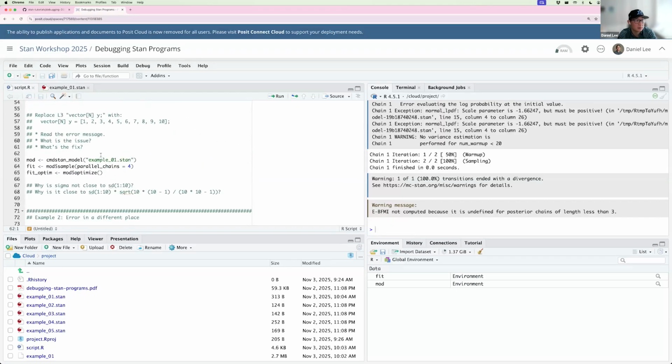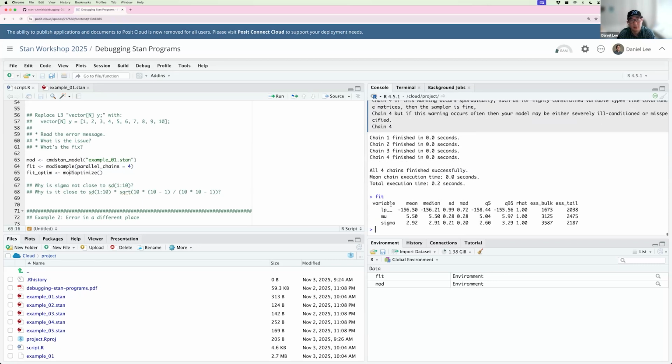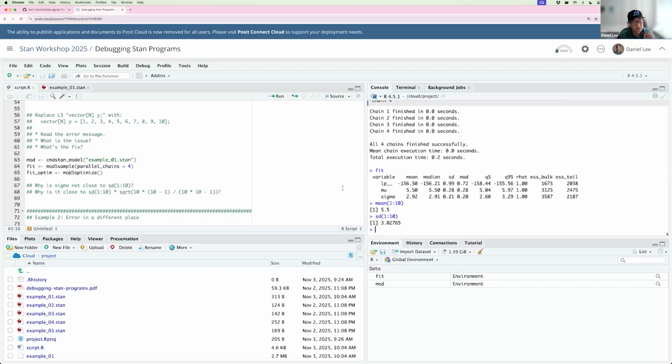actually run this model. Okay. So with parallel chains equals 4, I'm running each of the chains in parallel. This is a very fast model. I can do fit. You're gonna see mu is close to what I'm expecting. SD is not. I mean, it's kind of close. You might not pick it up, but you know, it's not actually close to what we're expecting.